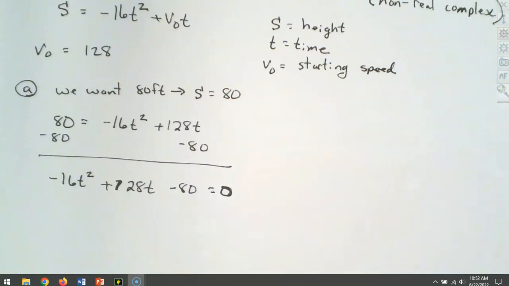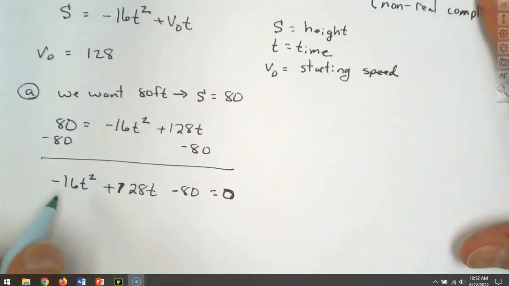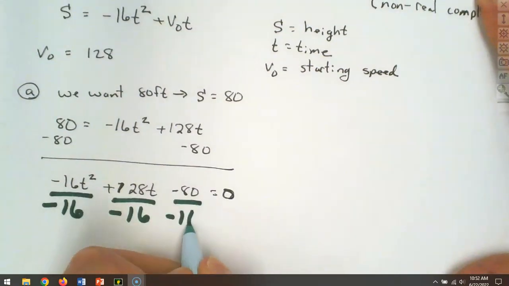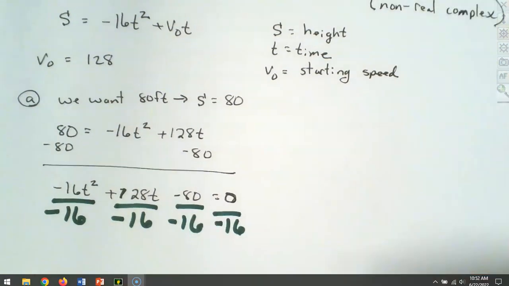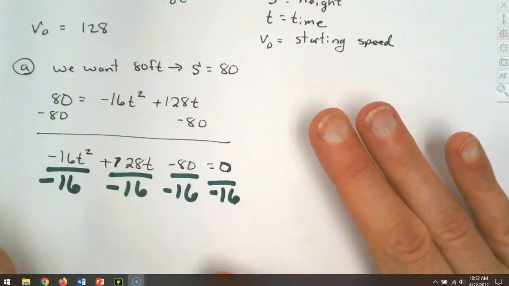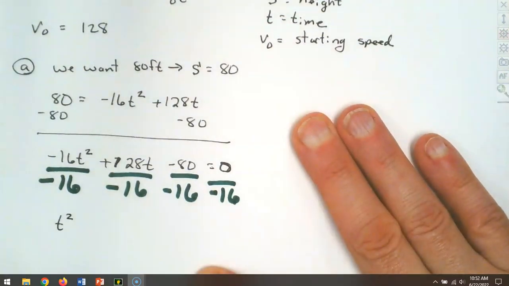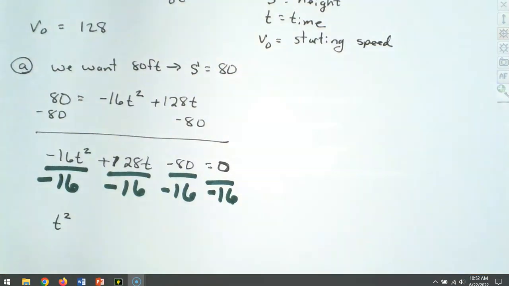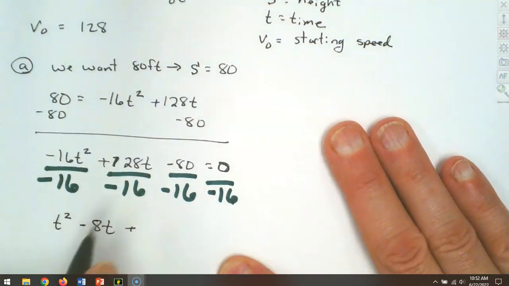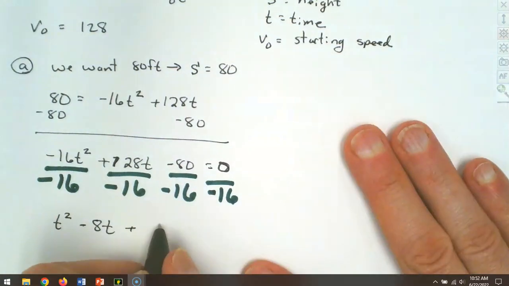Now, when we work these out, we never want to have a negative x squared or a t squared. So to avoid that, we're going to go ahead and divide everything by a minus 16. That's going to take care of the sign, and that's going to take care of our numbers as well. So it's going to make it a little bit easier to work with. And now we've got t squared and 128 divided by that 16. Switch your signs. It's going to be a negative 8t. Negative and negative makes it a positive 5.